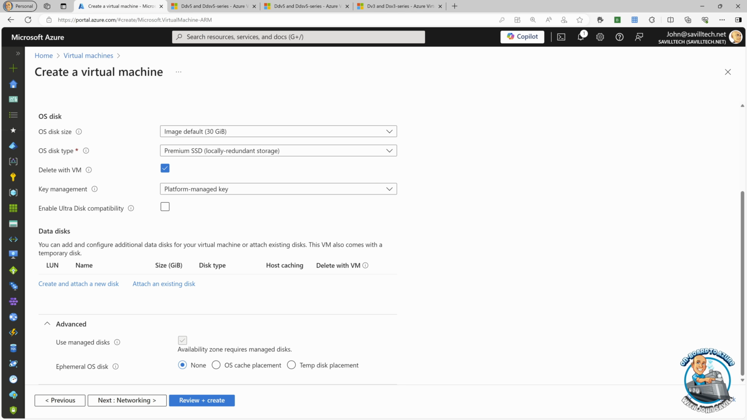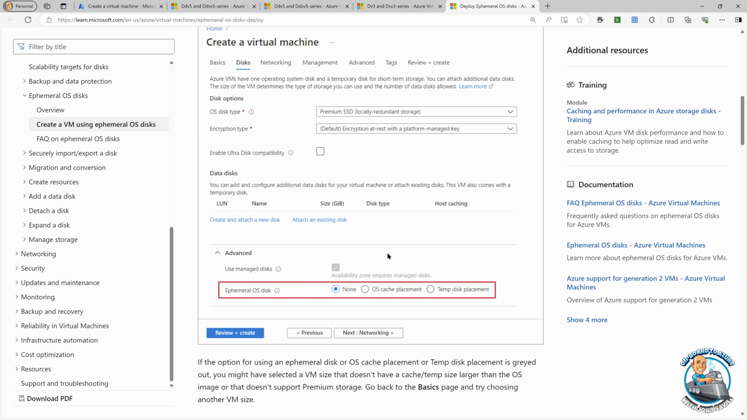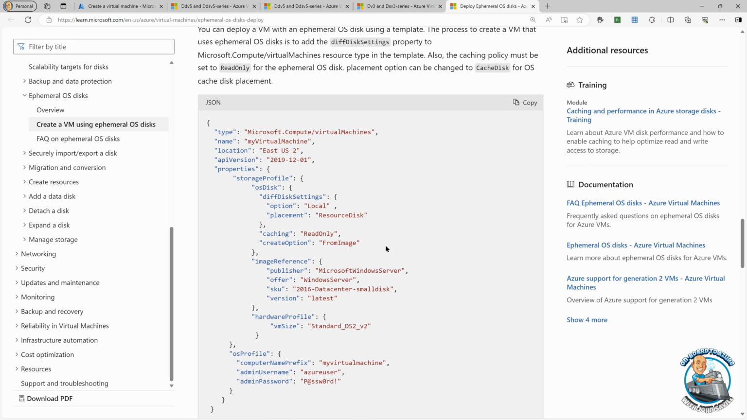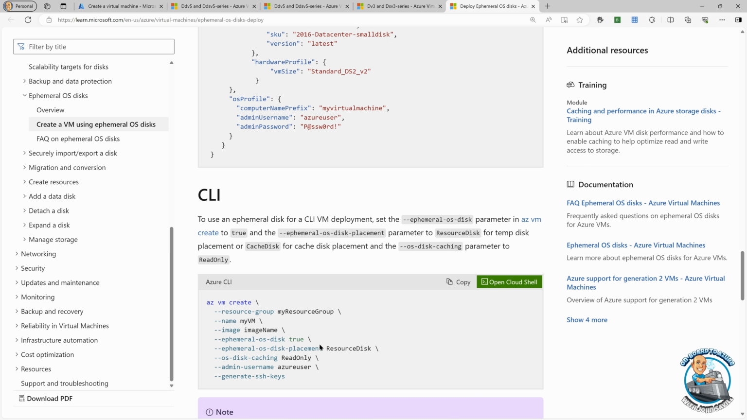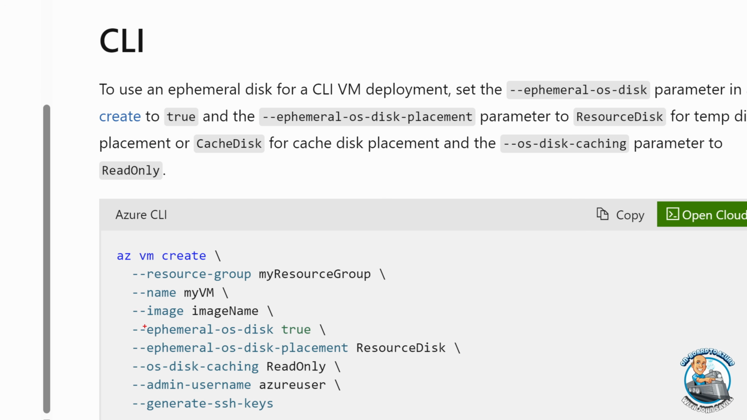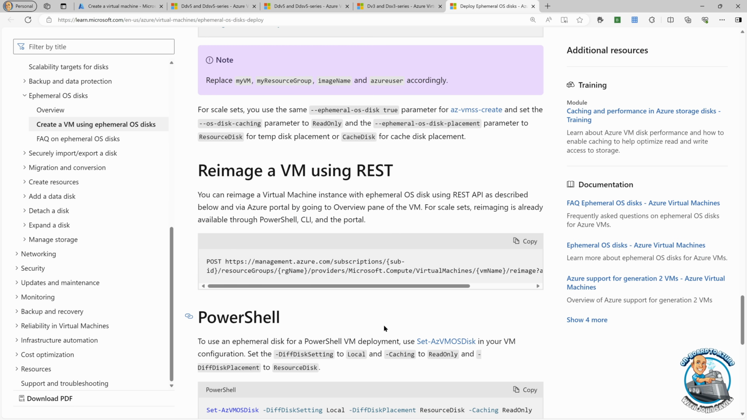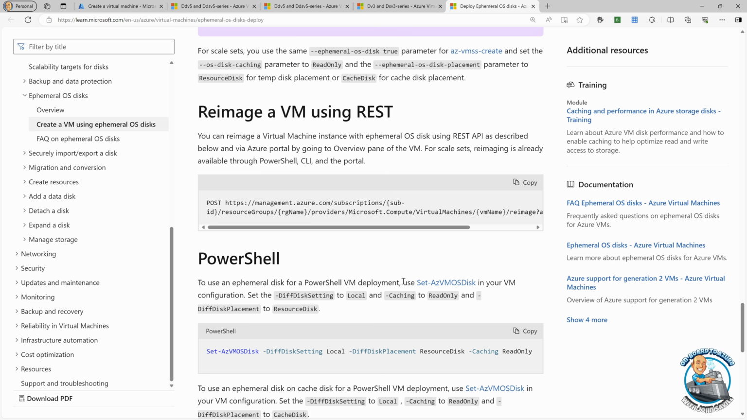The same thing applies through CLI, through REST, through ARM, etc., and the documentation goes through each of them. If I want to use it, it tells you there's the placement option for where to create this from. I can do it through the CLI, again Ephemeral OS Disk true, use the temp disk, the resource disk, using REST, and so on. So I can create these through any of the different mechanisms.